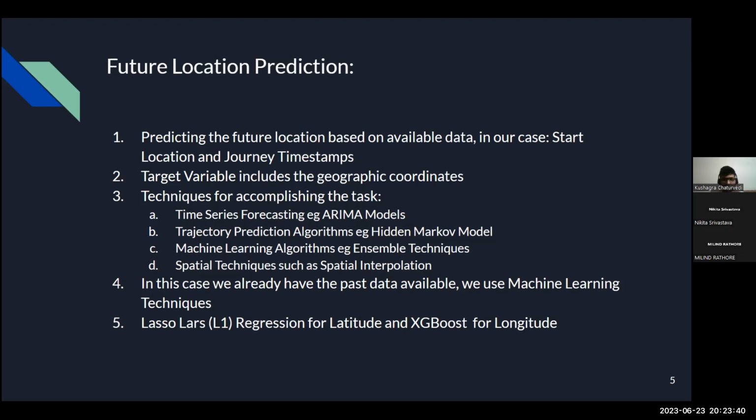The final technique that we can use here is spatial techniques. Spatial techniques include spatial interpolation, where we use spatial data and interpolate using various forms of spatial interpolation. In this project, what we have to do is use machine learning techniques, as the given data includes journeys, timestamps, and locations. In the machine learning techniques, what we use here is lasso regression and XGBoost.